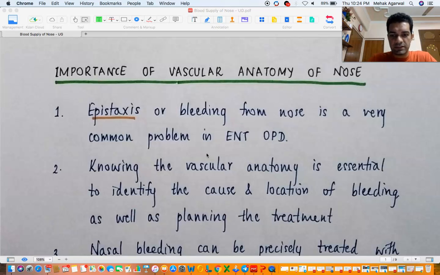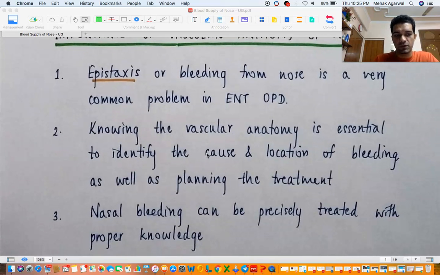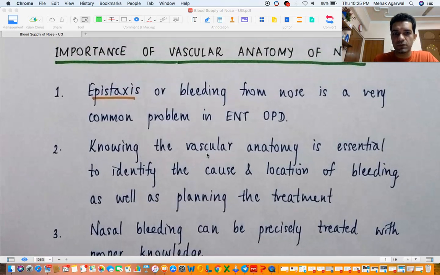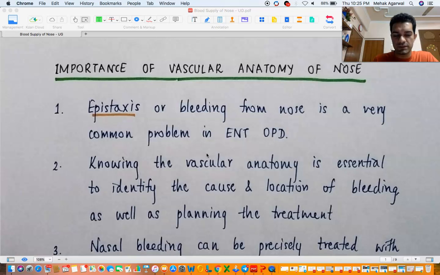Only when you know the vascular anatomy can you properly identify the cause and the site of bleeding, as well as plan the treatment. So if you know that it is coming from one particular area and this is the artery that is causing it to bleed, then you can precisely treat it with proper knowledge. So for this purpose, it is imperative that we know the vascular anatomy of the nose.